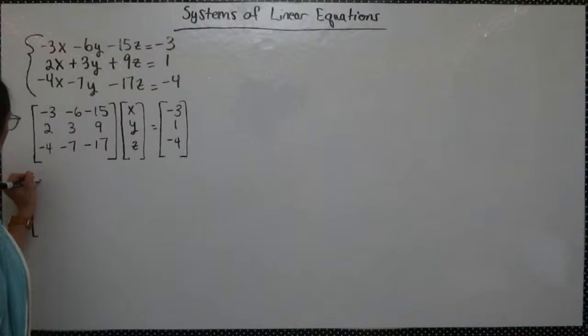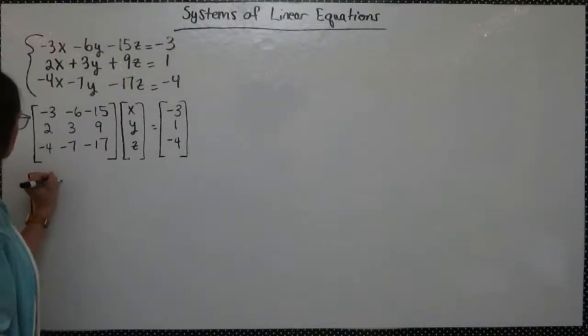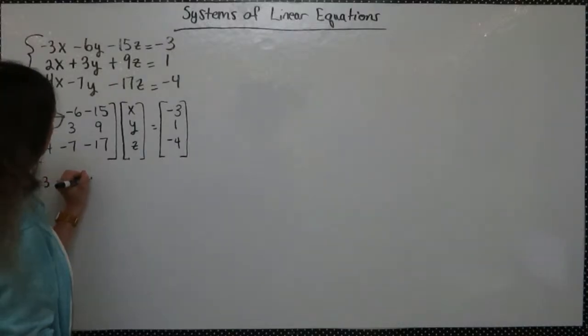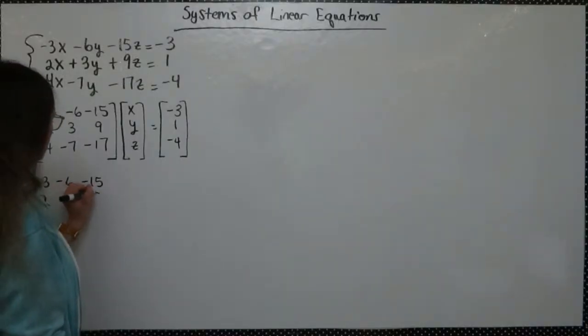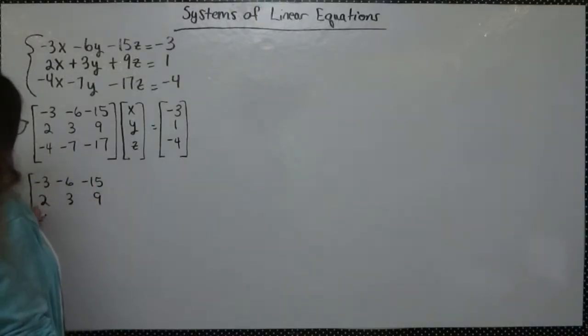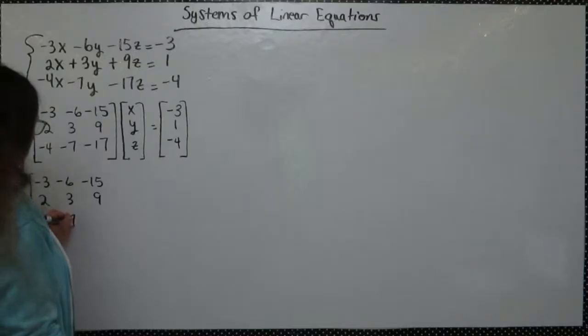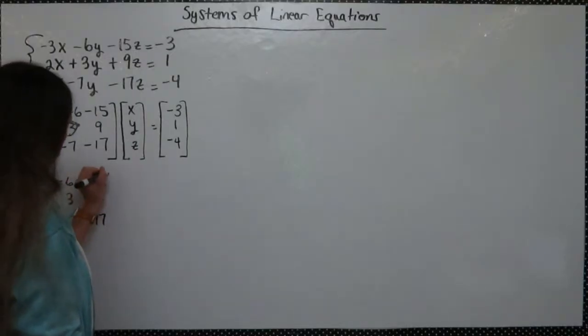So you list out your coefficients, just like I did before. Something very satisfying about writing numbers on this board. I enjoy it. So we got -4, -7, -17.